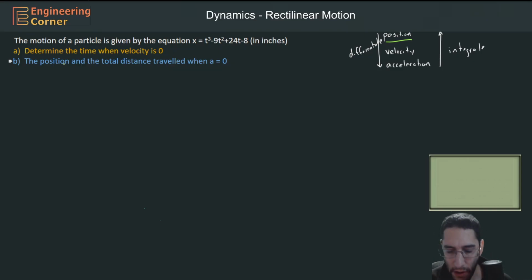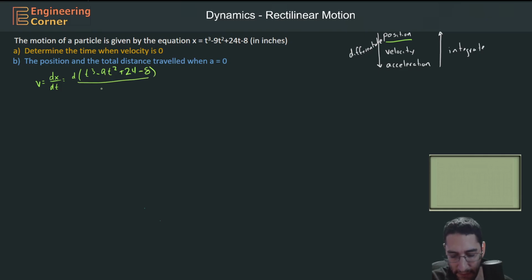So first, let's figure out what our velocity is. Our velocity is going to be the derivative of our position with respect to time. If we write this out, this is equal to the derivative of t cubed minus 9t squared plus 24t minus 8, and we differentiate with respect to time. So our velocity here is going to be 3t squared minus 18t.